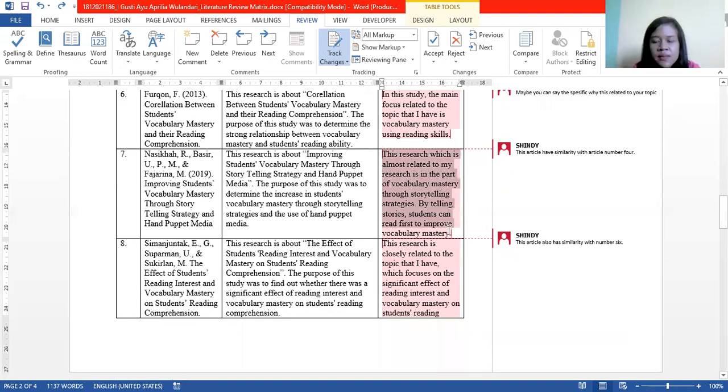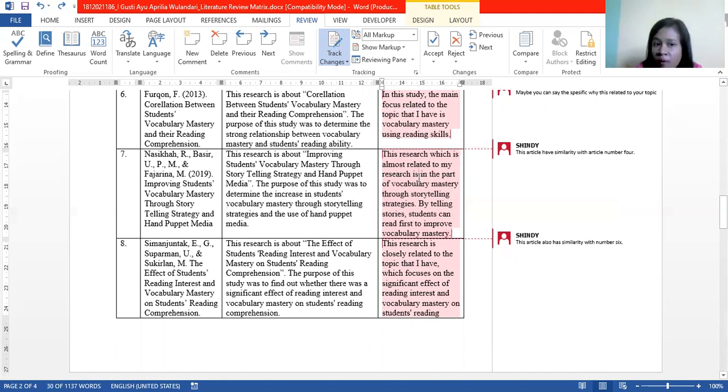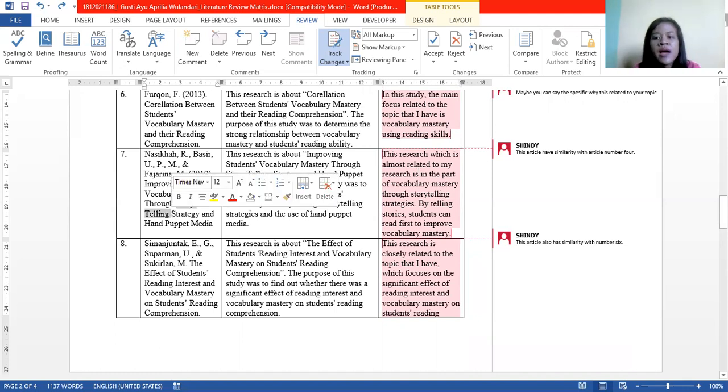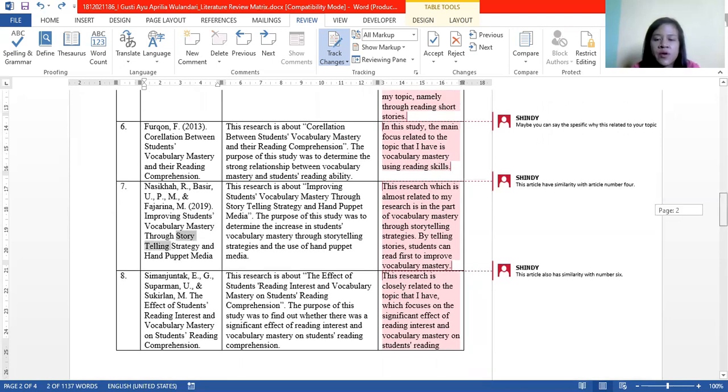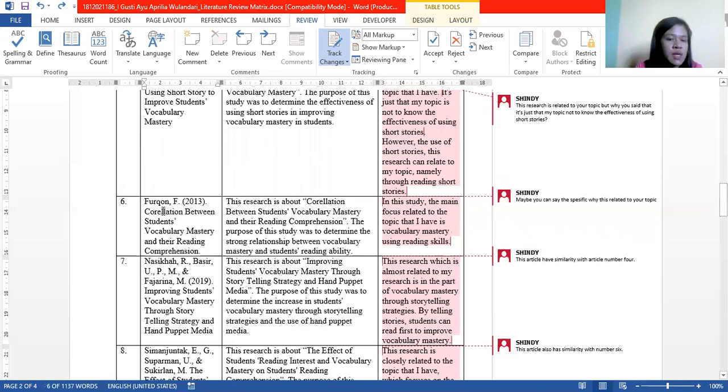And the seventh is about this article having similarity with article number 4, which is about storytelling. Maybe you can tell in the personal note which parts are similar, because I see this article is about storytelling. And then number 8 is also the same. This has similarity to number 6, because this is about vocabulary mastery and students' reading comprehension. And the sixth article is also the same. This is about student vocabulary mastery and their reading comprehension.